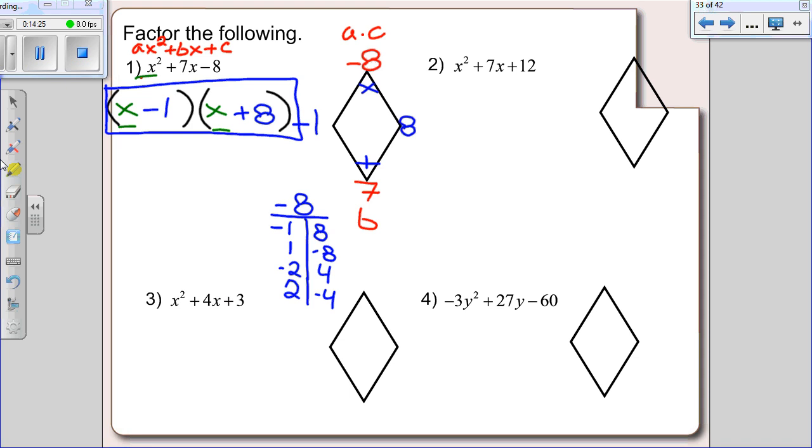I recognize it's a trinomial, and I need to do diamond method. The top of my diamond is my A times my C. My A is 1, my C is 12, the top is 12. The bottom of my diamond is B. My B value is 7. Things that multiply to be 12 and add to be 7 are 3 and 4.